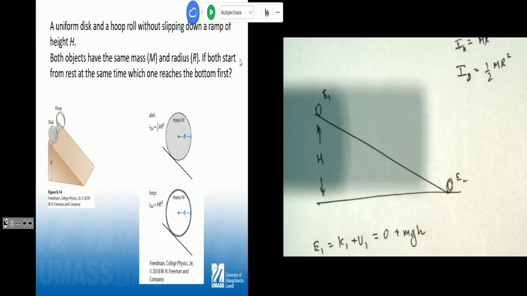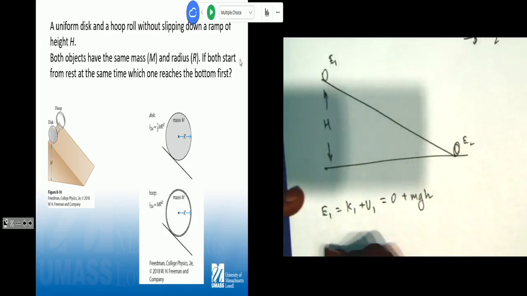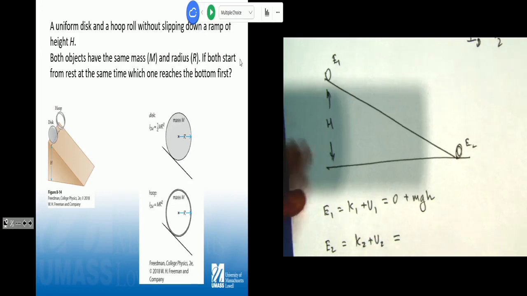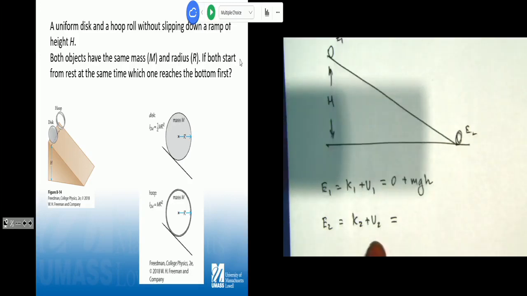Okay? Now, at the bottom, E2, it's still K2 plus U2, right? At the bottom, it has no U2, right? It has no mgh. Okay, it's already there. It has K though, but K2 is what? 1/2 mv squared or 1/2 mv squared plus 1/2 I omega squared? Is the object rotating at the bottom? It's either a hoop or a disk. Is it rotating at the bottom of the incline?